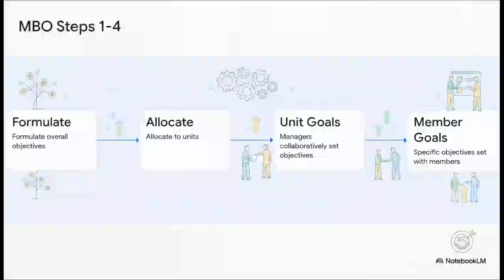1. Formulate overall objectives. 2. Allocate to units. 3. Unit managers collaboratively set objectives. And 4. Specific objectives set with all members. Notice the big difference here? It's collaborative. Instead of the boss just dictating the goals, managers and employees actually sit down together and mutually agree on them. It totally changes the dynamic.